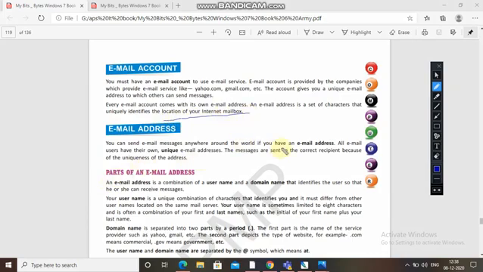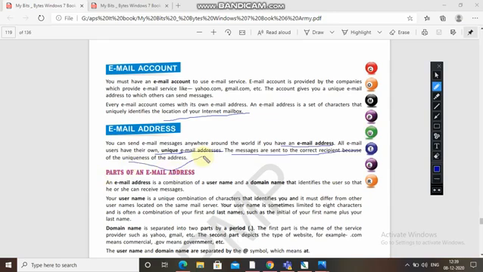And what about the email address? You can send email messages anywhere around the world if you have an email address. All email users have their own unique email address, because if all the users had the same address, then what would happen? A hodgepodge would be there. All the people would see the messages, and no one would get the correct message. That's why a unique address and unique email ID is there. The messages are sent to the correct recipient because of the uniqueness of the address. I hope you are all getting this.